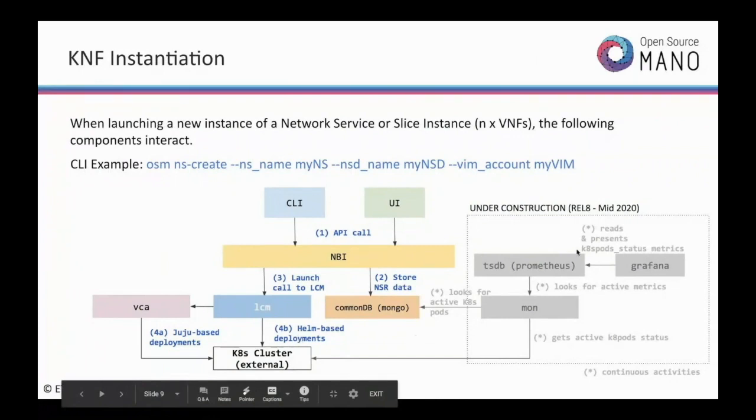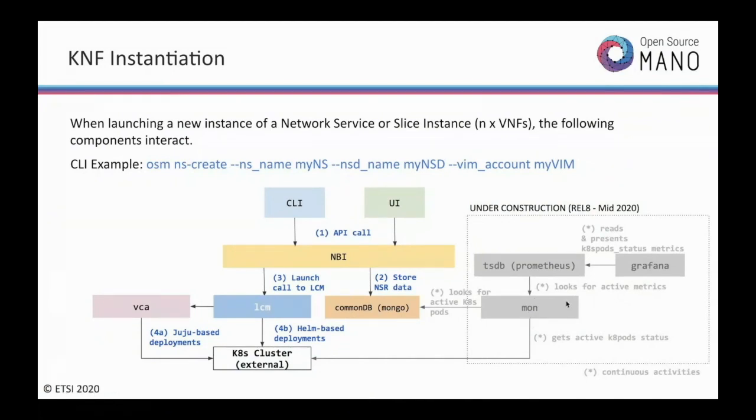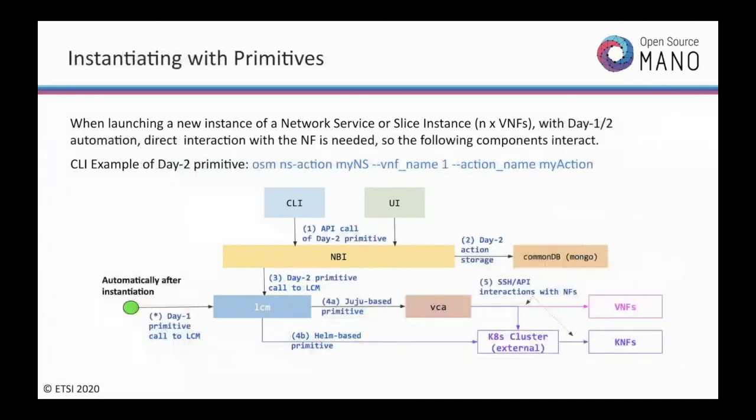So again, under construction, we have the monitoring part to look for active pods and get the status of the pods so that we can more or less know the status of the Kubernetes network function that is roadmap for release 8.